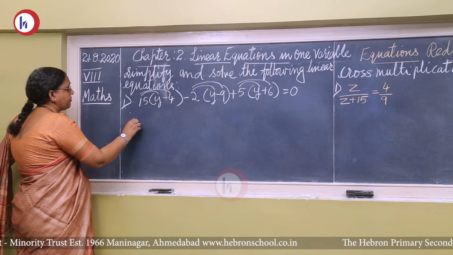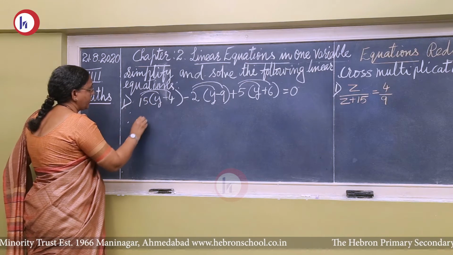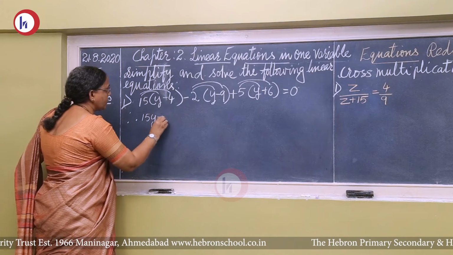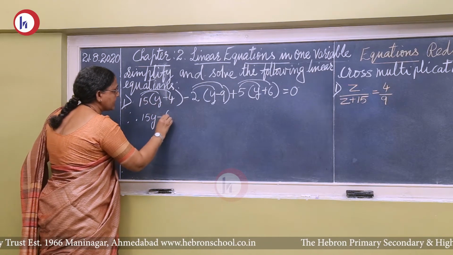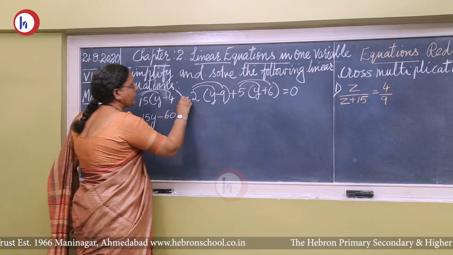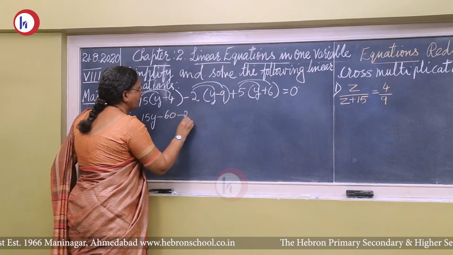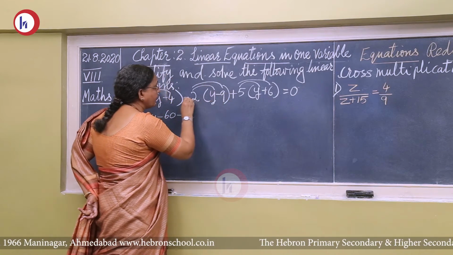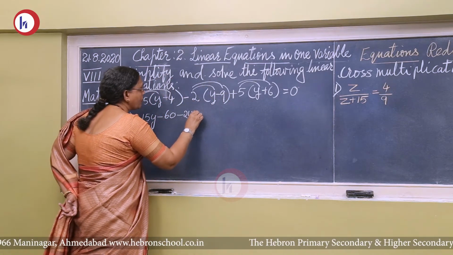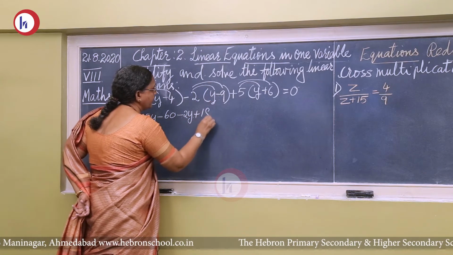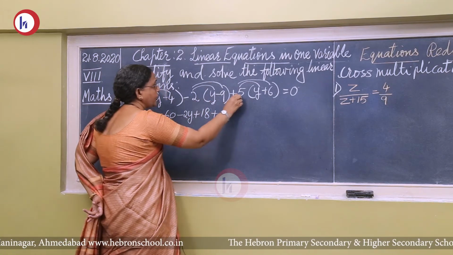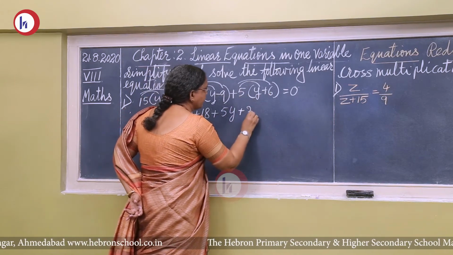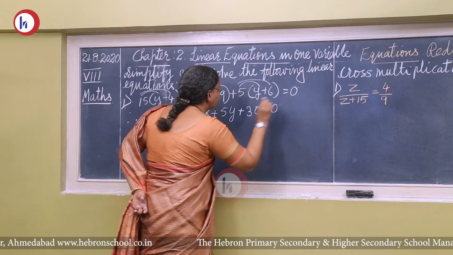Now let us see, 15 multiply with the y, that is 15y. Then your sign is minus. 15 4s are 60. Then again minus 2 into y, minus 2y. Then minus 2 multiply by minus 9. Minus into minus, plus. So plus 2 9s are 18. Plus 5 into y, 5y. Plus 5 6s are 30 is equal to 0.